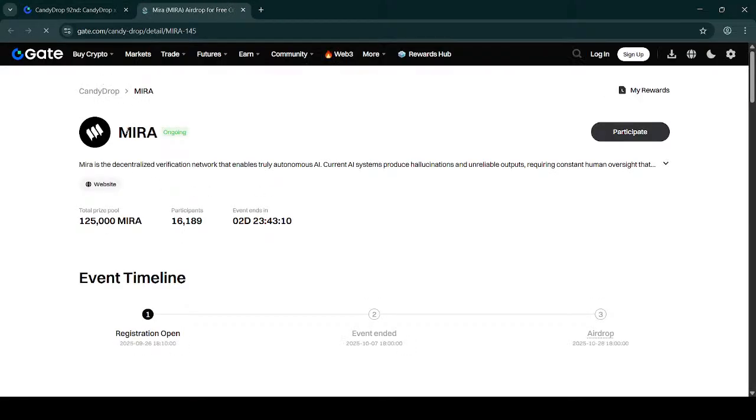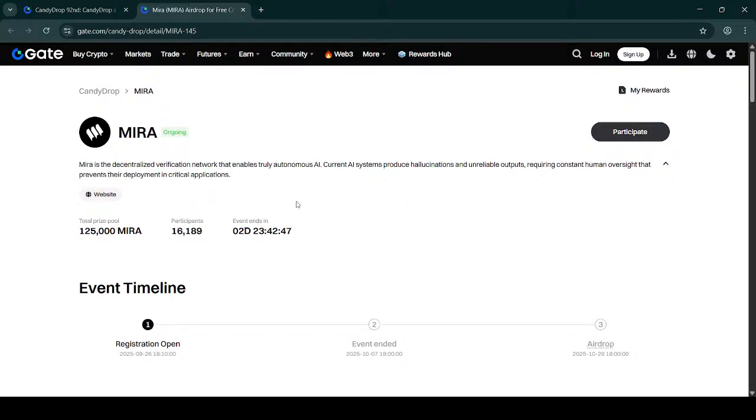So this is the Mira, and Mira is a decentralized verification network enabling trustless, customized AI. Current AI systems produce hallucinations and unreliable output, requiring constant human oversight, and that blocks the deployment of AI in critical applications, guys.